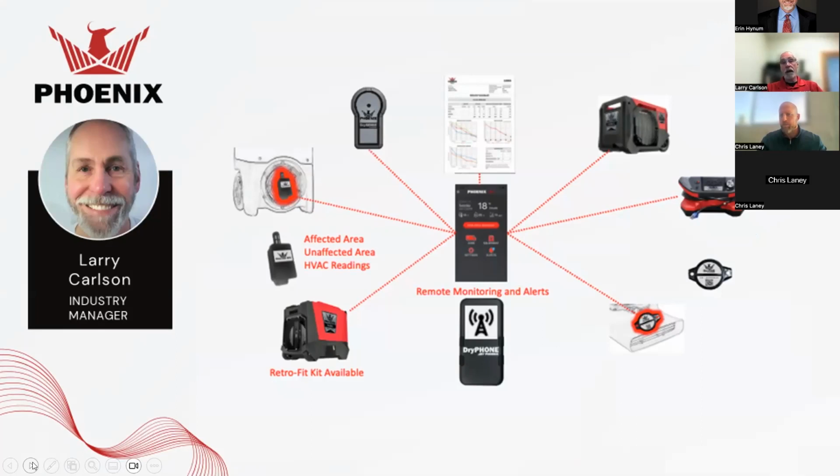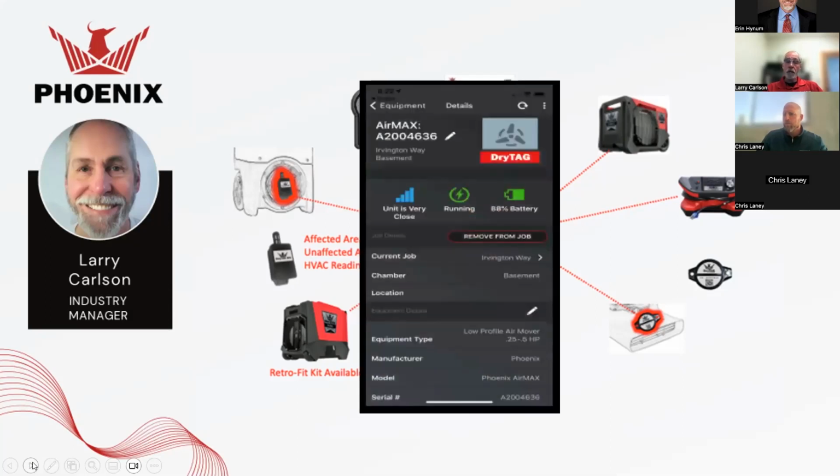Recently, we've added the dry tag to our AirMax air mover. But really, the key to it is this dry tag, this little round Bluetooth beacon. And as Chris clicked on there, when you go into the app, you can actually look at the piece of equipment that it's attached to. You can see with the signal strength here how close your phone is to that piece of equipment.